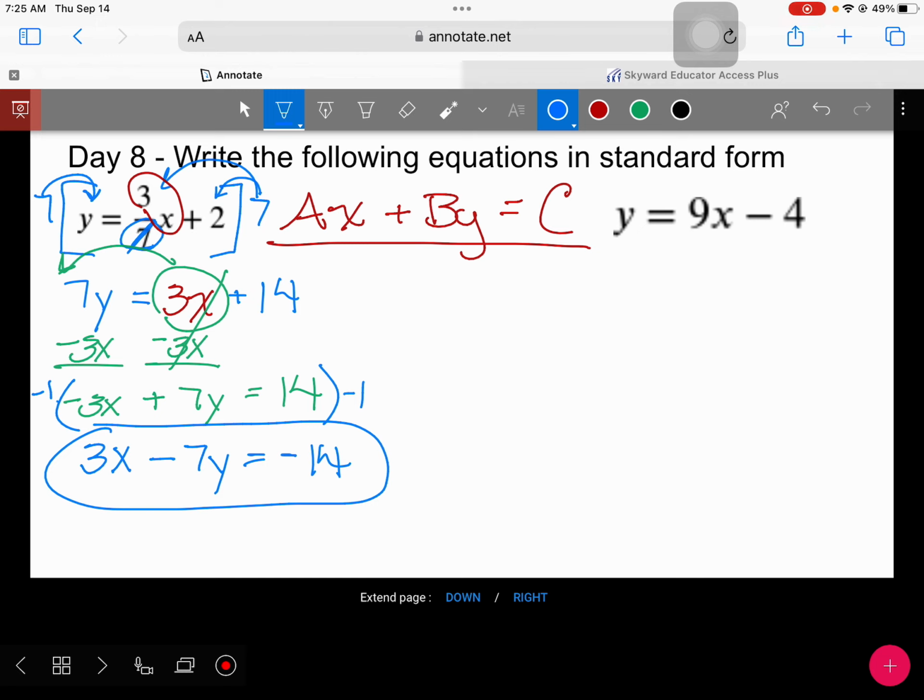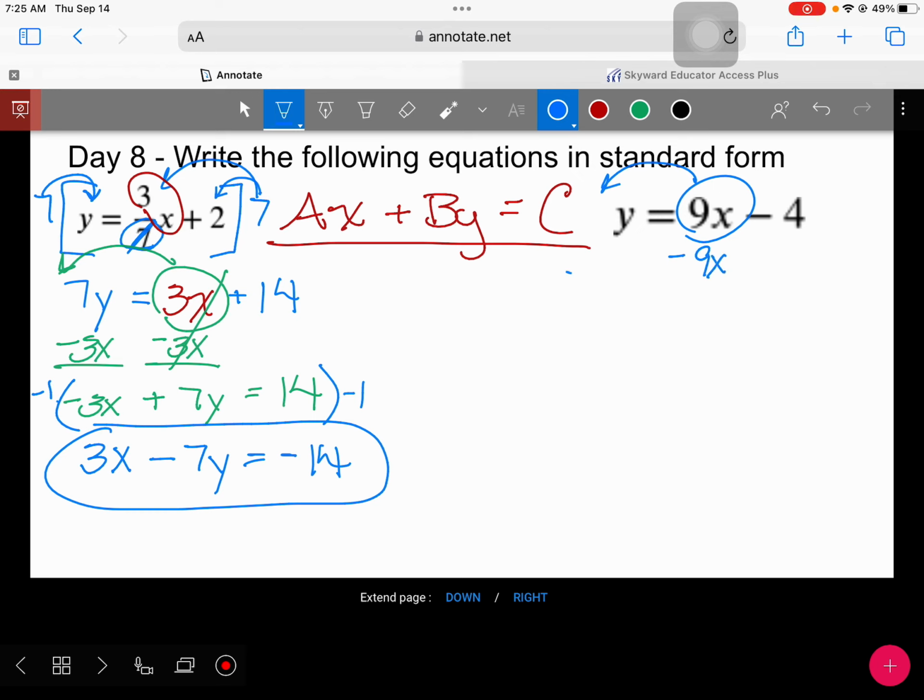Y equals 9x minus 4. I've got to move it. What am I going to move? Who can I talk to? Devion. What should I move? If I want ax plus by equals c and I have y equals 9x minus 4. Yes, thank you, Devion. Yes, the 9. How am I going to move that 9 to this other side? Right, I'm going to subtract it because it's a positive.